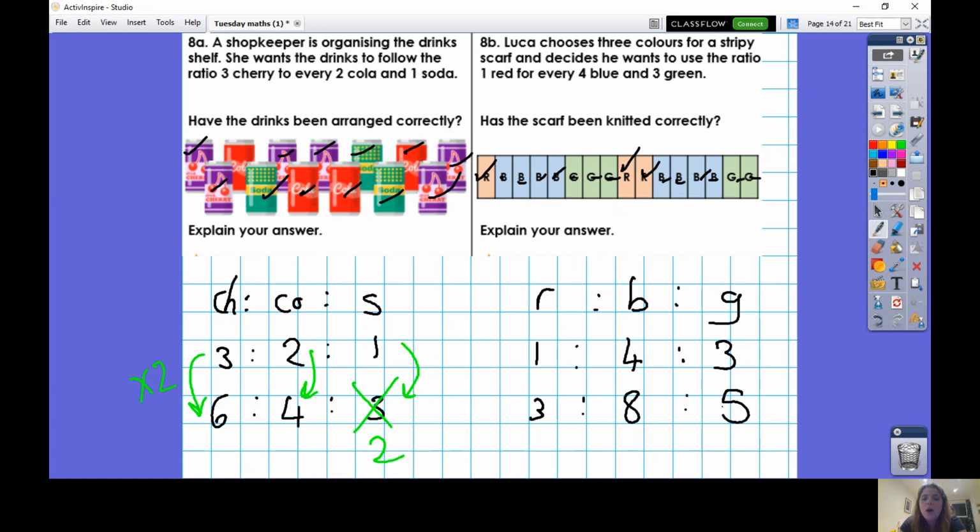Okay. Let's check if this is equivalent then. 1 times 3 makes 3. 4 times 3, oh, that's 12. And 3 times 3 is 9. Has he knitted his scarf correctly? No, he hasn't. He needs to take it all apart and restart.